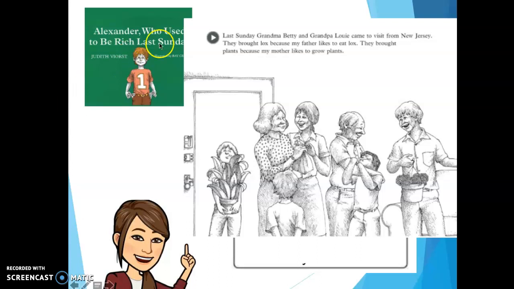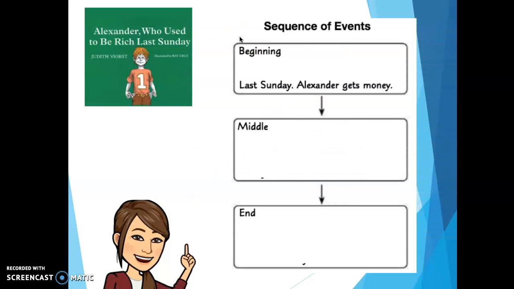Well, I see right here in the text it does say last Sunday, and this is in the very beginning of the story. So the beginning must begin last Sunday when Alexander gets his money. Now, as I would continue to fill out this sequence of events chart to help me with my story structure, I would refer back to the text.